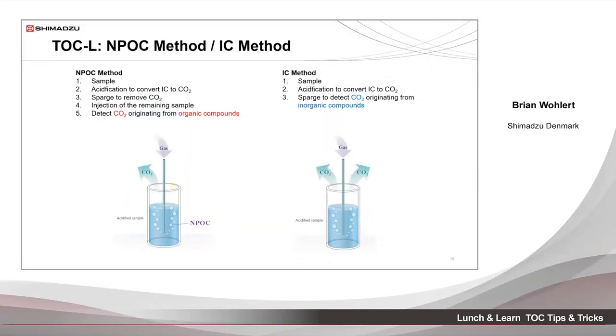So when we do the NPOC measurement, the instrument takes in the sample in the syringe of the instrument. It does the acidification and converts the IC to CO2 by sparging the air through the sample. And then it injects the sample, and the oxidized organic compounds will be detected as CO2 in our detector. And when we measure the IC, we do an acidification of the sample, and then we convert the inorganic compounds to CO2, and then we analyze the CO2.